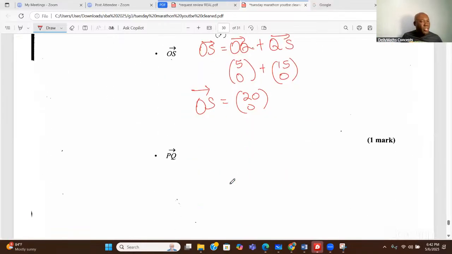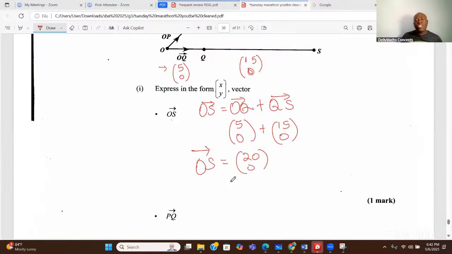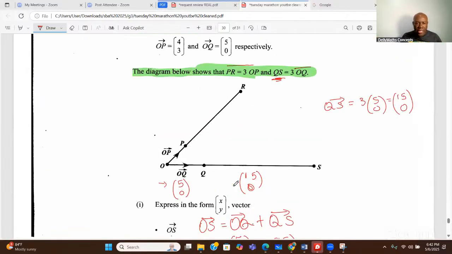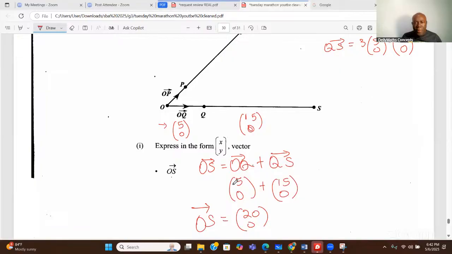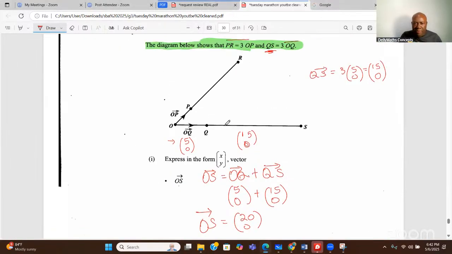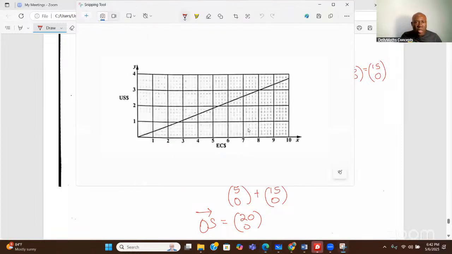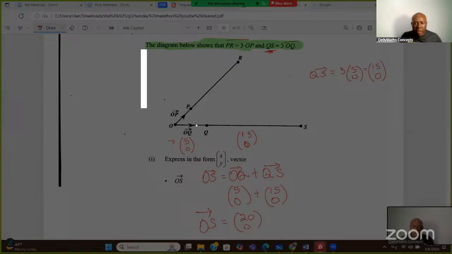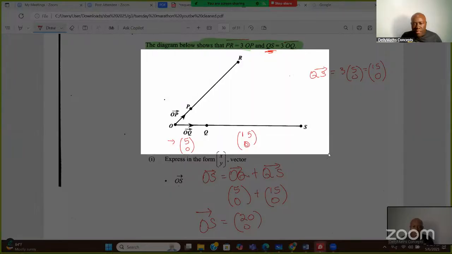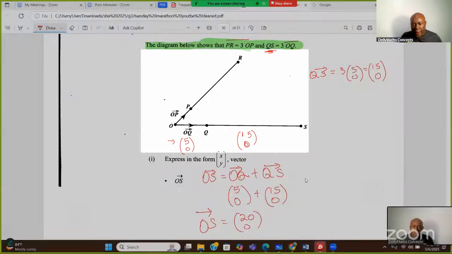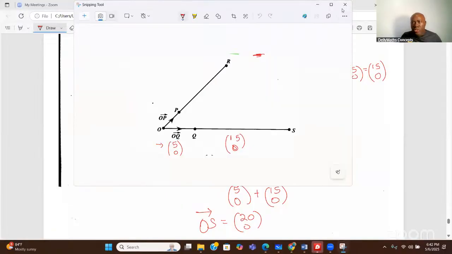So they want us to do PQ. So now you need to take a look. PQ. All right, so PQ is that we want to move from P to Q. Allow me to take this to the other screen. Give me a second, one moment, please. Let us bring it there so we could just work.